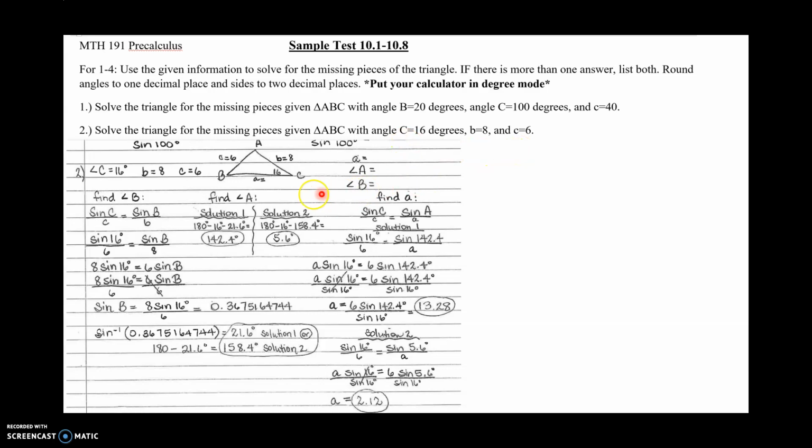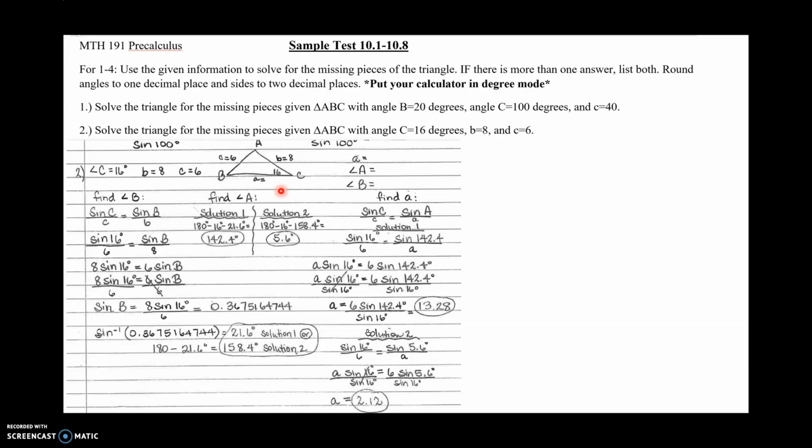All right, so then for our next one, you'll notice that we have one angle and two sides, and it's not the angle that is between those two sides. So this is a side-side-angle triangle. This is the ambiguous case. This is the one that I have to watch out for that can have 0, 1, or 2 solutions.